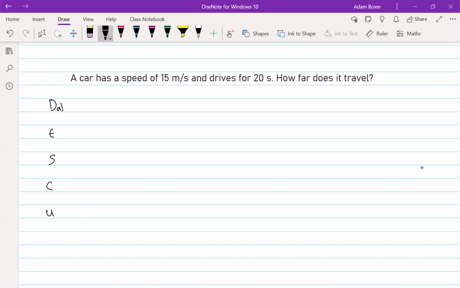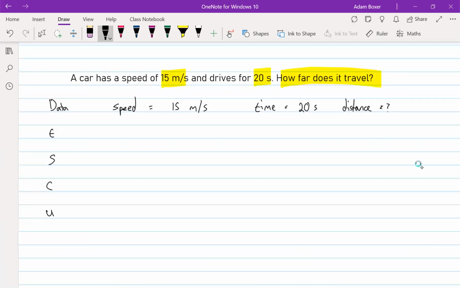The D stands for data, which is the information we have in the question. Now, in this case, that's this and this. We have a speed, or we could just write S, but we'll write fully for the minute. Speed is 15 meters per second. We have a time as well, and that is 20 seconds. We want to know how far it travels, so that's our distance. And that we don't know yet.